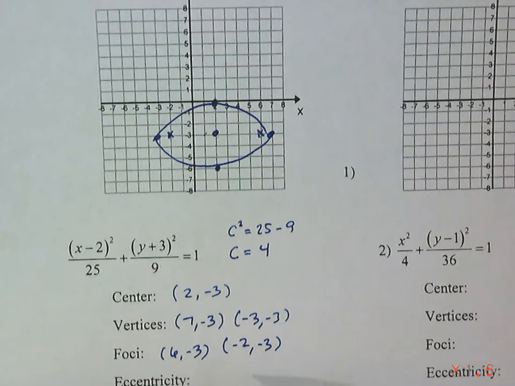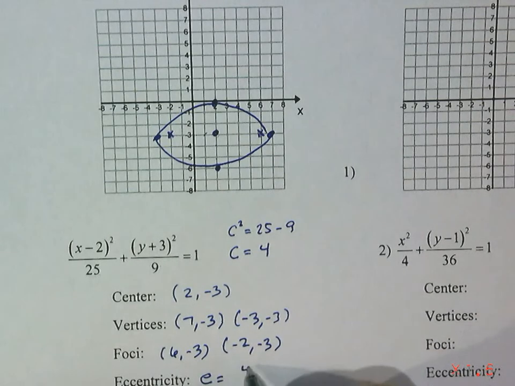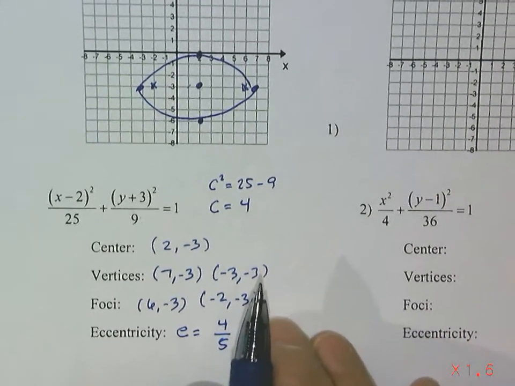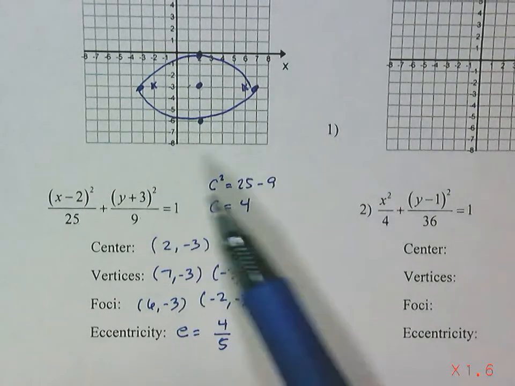The eccentricity is c over a, so c is 4, a is 5. So this number is closer to 1. That means the ellipse is more elongated. If it was closer to 0, it'd be more like a circle.